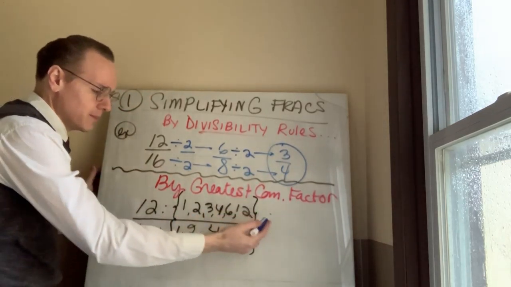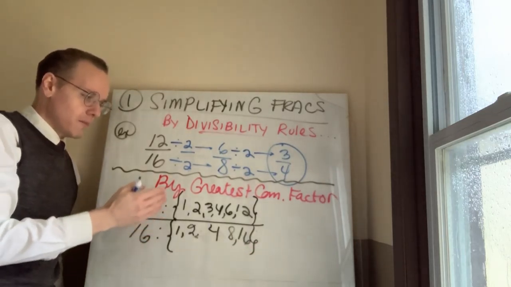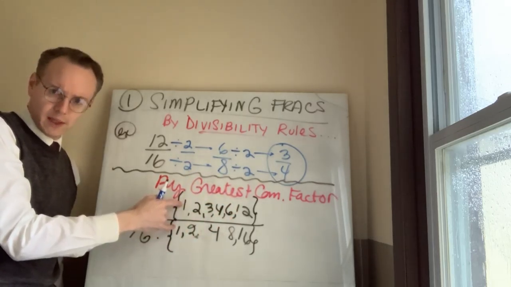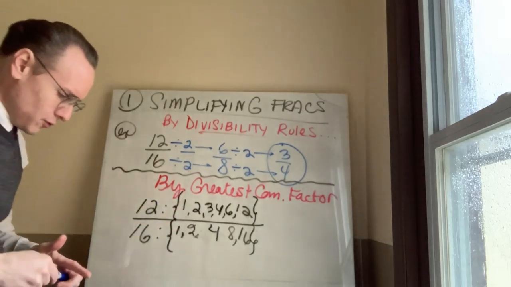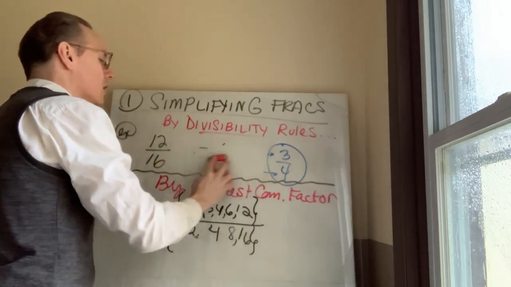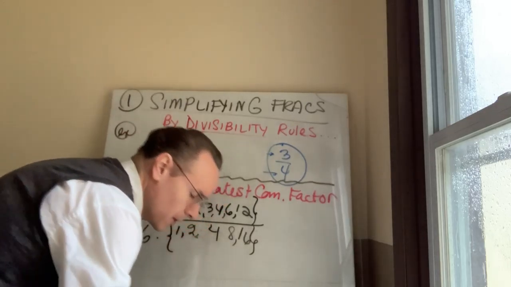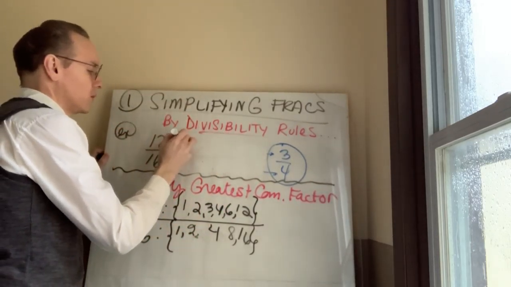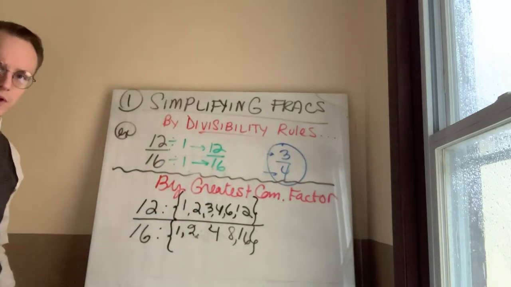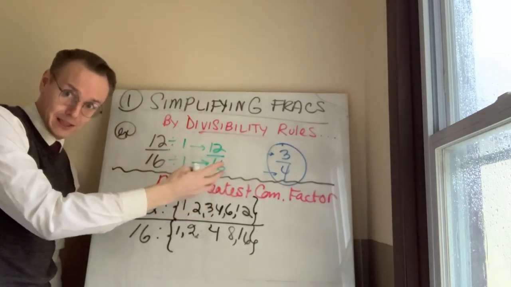Anyhow, if you compare these two lists of factors, right, you'll notice a couple of things. They have more than one thing in common, right? Virtually everything has the factor 1 in common. However, if you were to choose the number 1 as the number you consistently divide into the top and into the bottom, you wouldn't get anywhere with it, right? If you divided by 1 here and here, you'd be stuck with 12 and 16. So although virtually everything has that as a common factor, you want the greatest common factor, ideally, right?